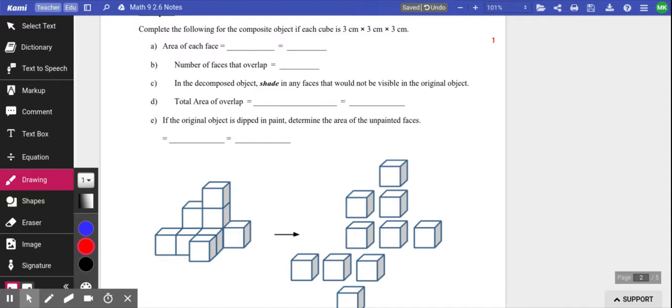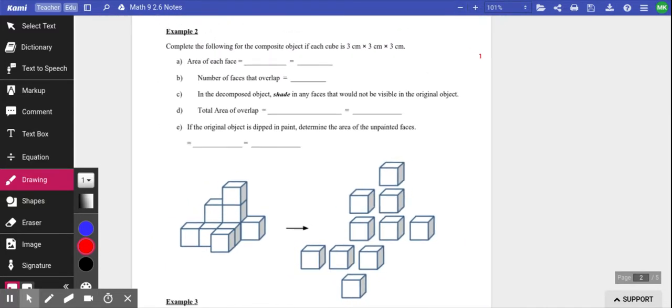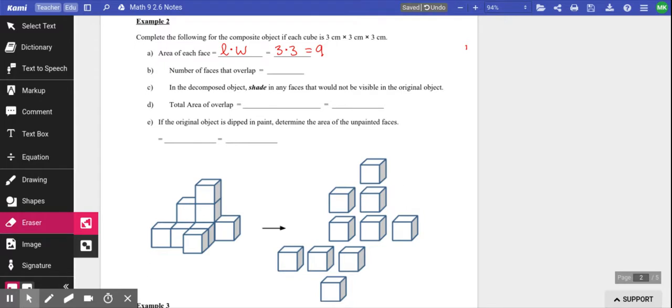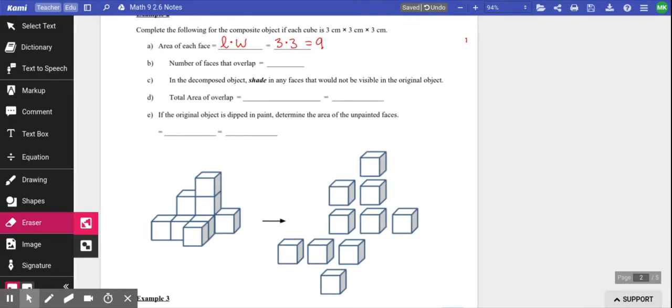They did do an exploded view for you to try to help. This question would have to have an exploded view for you because we don't know about the background on some of those. First question. It says, complete the following for the composite object if each cube is 3 by 3 by 3. If it's 3 by 3 by 3, that means one face would be length times width. That's 3 times 3. That's 9. So the area of one side would be 9.